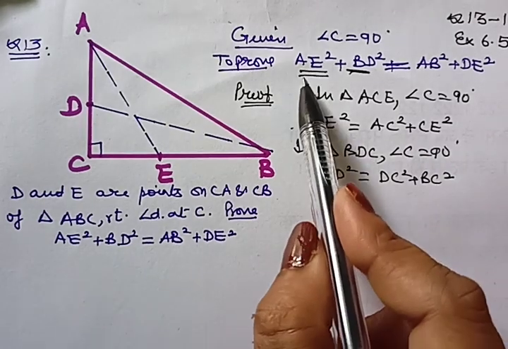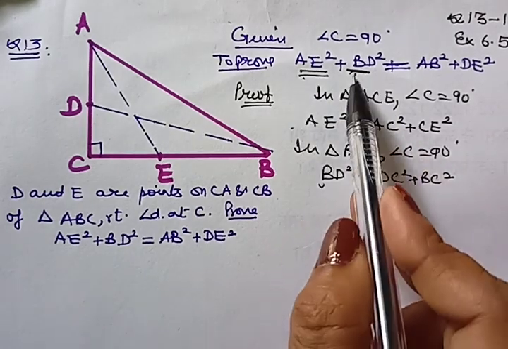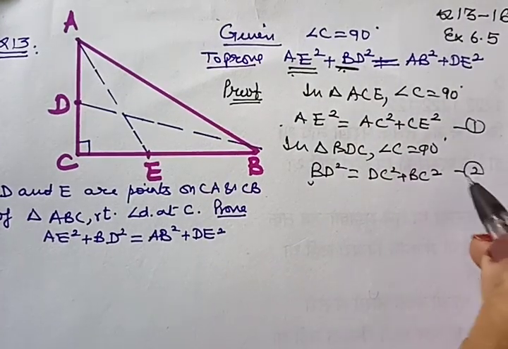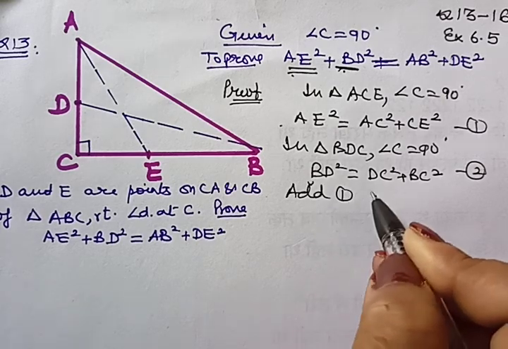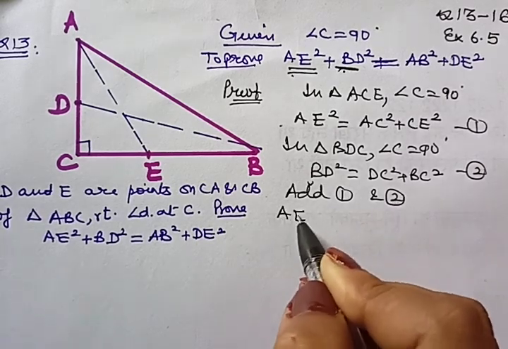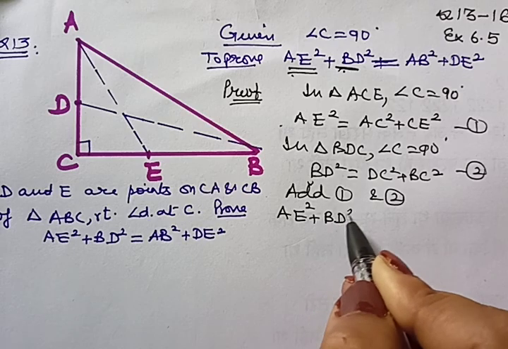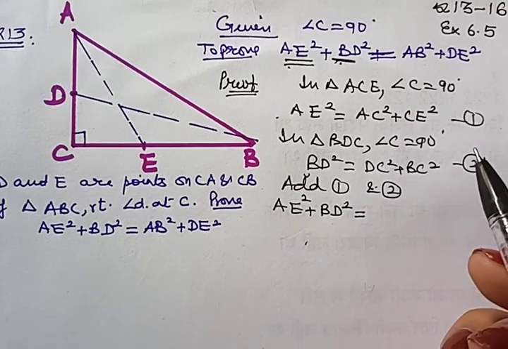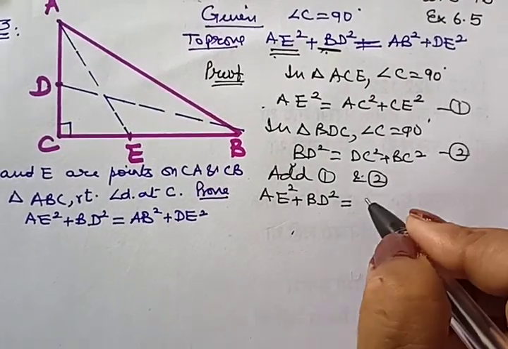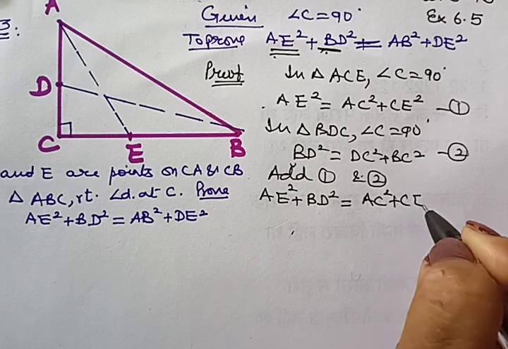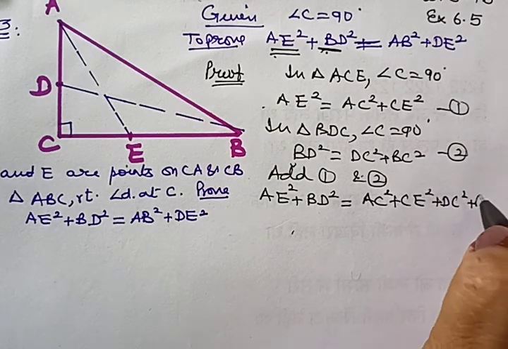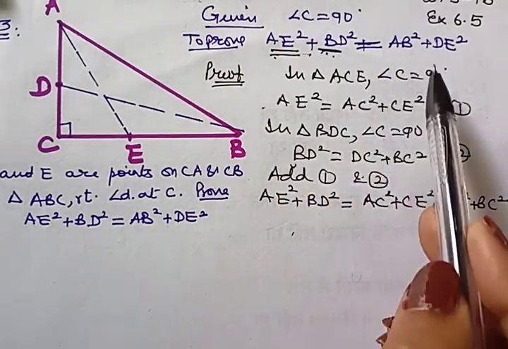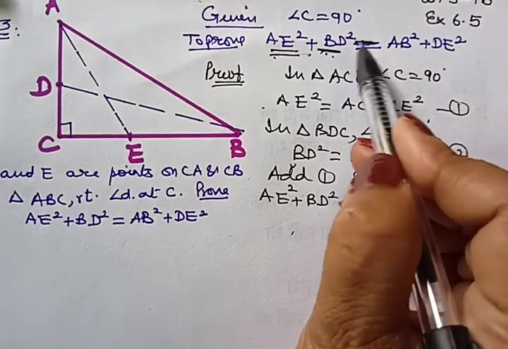Now I have the value of AE square, I have the value of BD square. Clearly, to prove tells me that I should add them. So I just add 1 and 2. Adding 1 and 2, what do I get? I get AE square plus BD square is equal to, on the right hand side I have to write these 4 terms. You may write in any order, it does not matter. So I write AC square plus CE square plus DC square plus BC square. Now I have got the left hand side of to prove. Somehow I need to reach the right hand side, right?